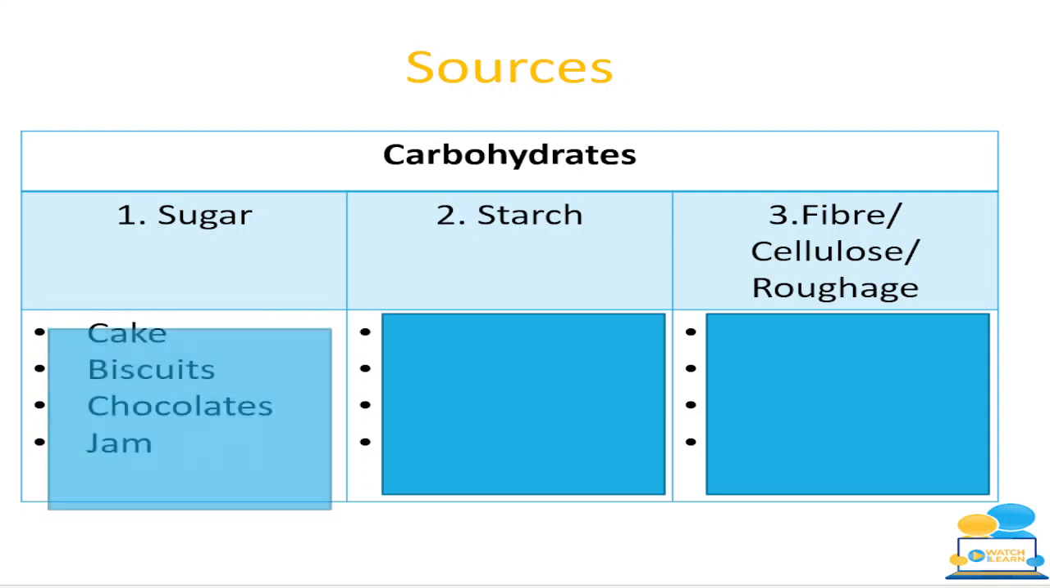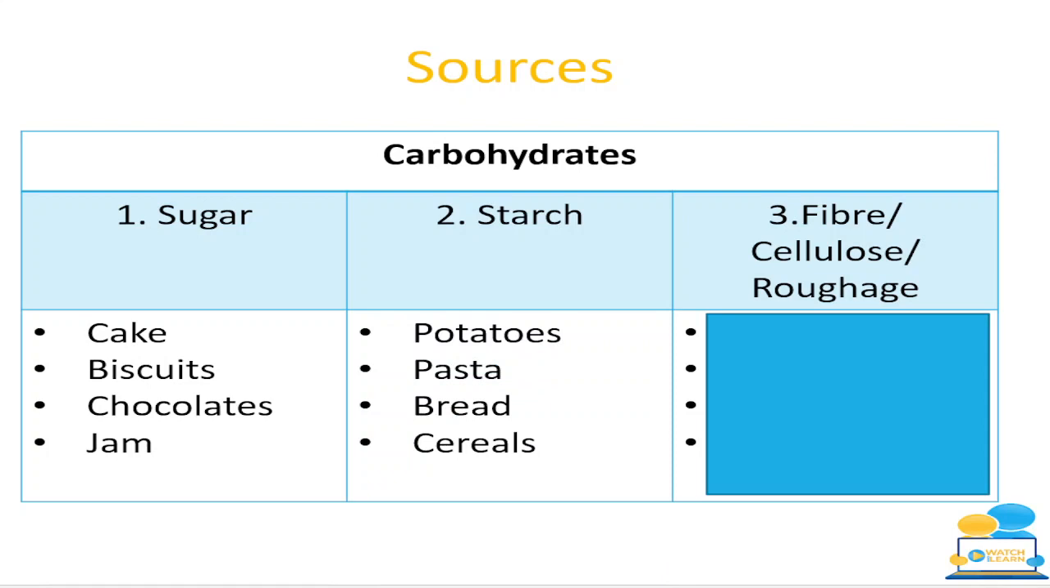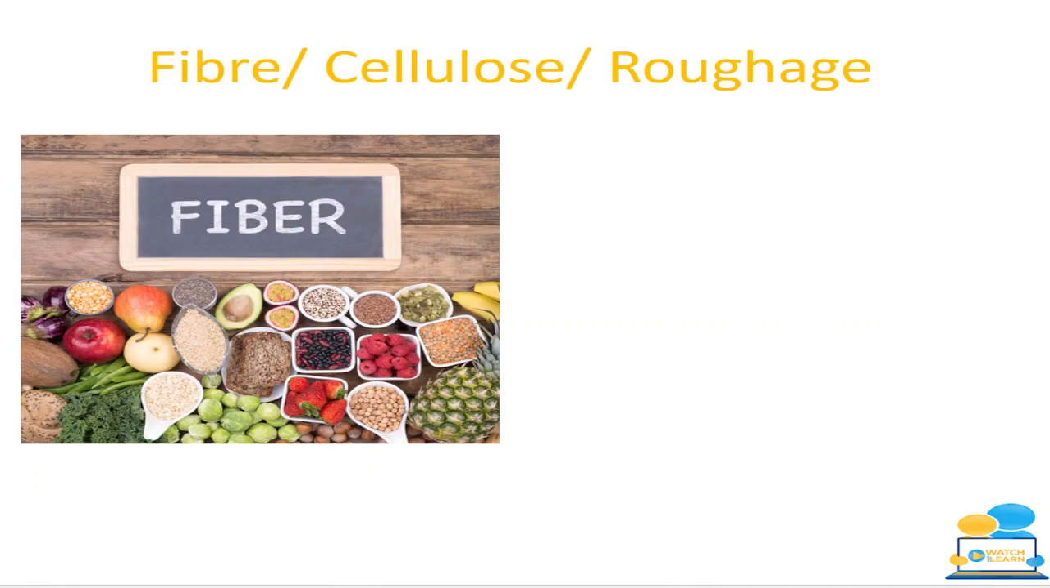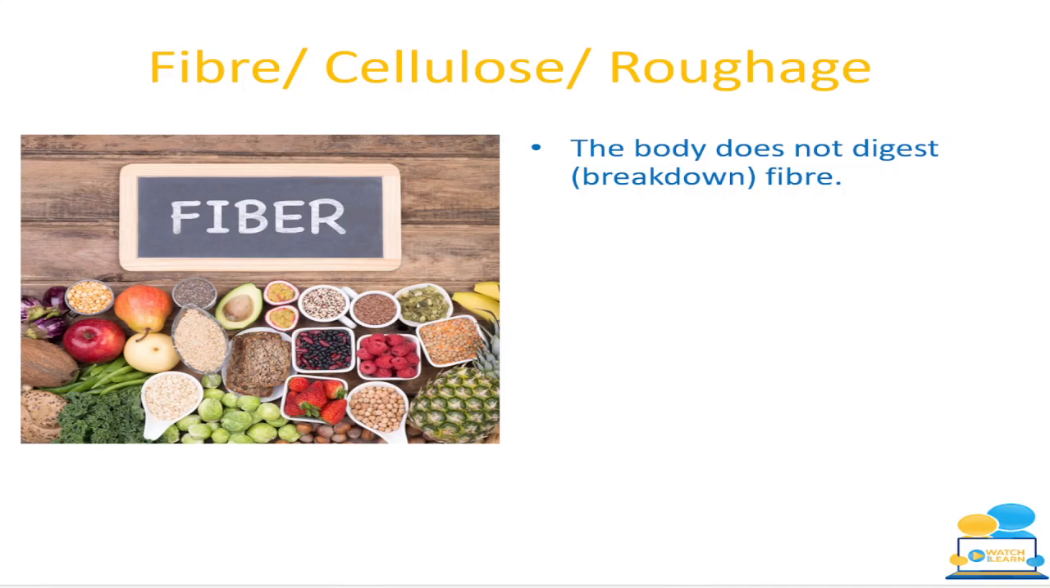Referring back to the carbs again for revision, we can classify them into sugar, starch, and fibre, also known as cellulose or roughage. So in your cellulose and roughage, fruit, brown rice, veg, wholemeal bread, all the stuff that's super good for us, but a lot of people don't particularly enjoy. So the body doesn't actually need to digest the fibre. It doesn't fully break it down, but it is necessary to push all the food through the digestive system.